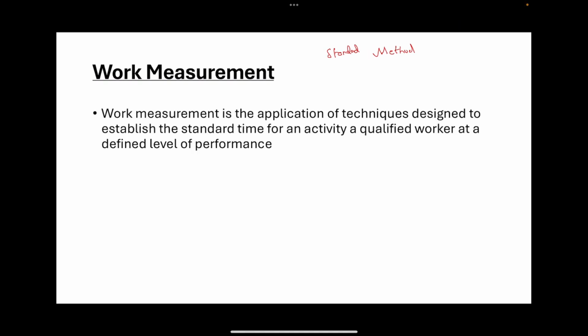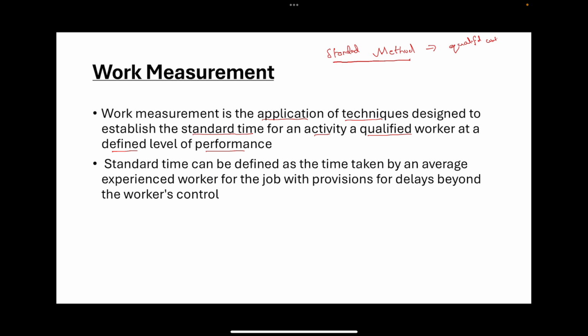It is the application of techniques designed to establish the standard time for an activity. We know what a standard method is. Now we are fixing the standard time to do that job using the standard method, for a qualified worker at a defined level of performance. So this standard method should be done by a qualified worker at a standard level of performance. This is called work measurement.